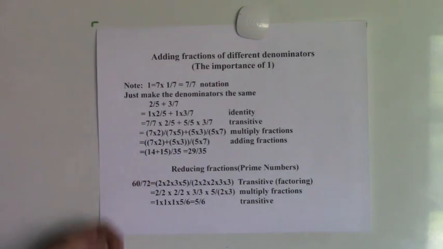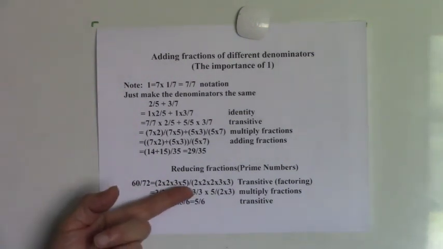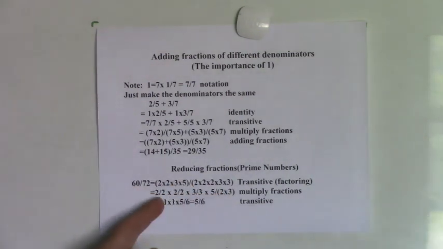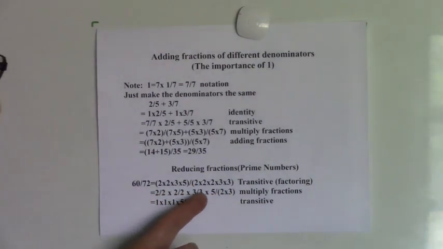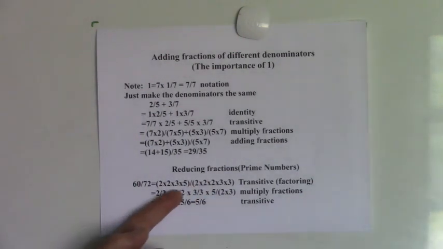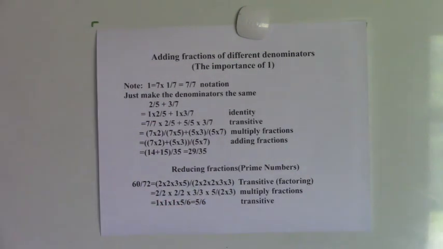And if we want to reduce fractions, we just factor them into their prime numbers. So 60 can be written this way in its prime numbers, and 72. And then we just pair them off, and we see 2/2, 2/2, 3/3. When these are all multiplied, it gives us what we have there. But this is 1, this is 1, and this is 1. And so we're left with 5/6.